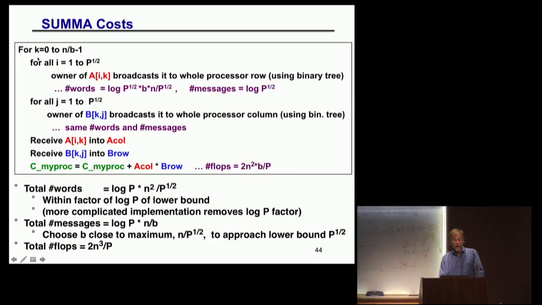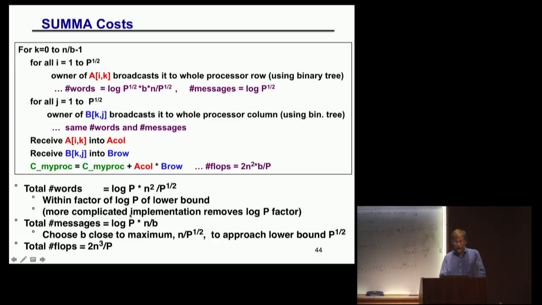So, and then how many times does all this happen? Multiplied by the number of outer loop iterations, which is n over B, and the total words moved is n squared over root P times log P. That's almost the lower bound. The lower bound that we had before was n squared over root P, so we're almost there. And in this world, if you're within a factor of log P, you usually declare victory.